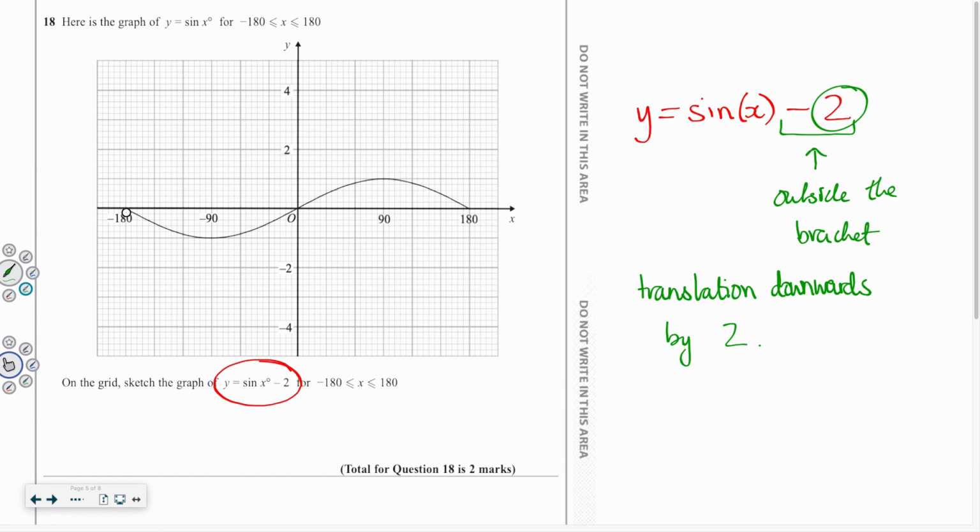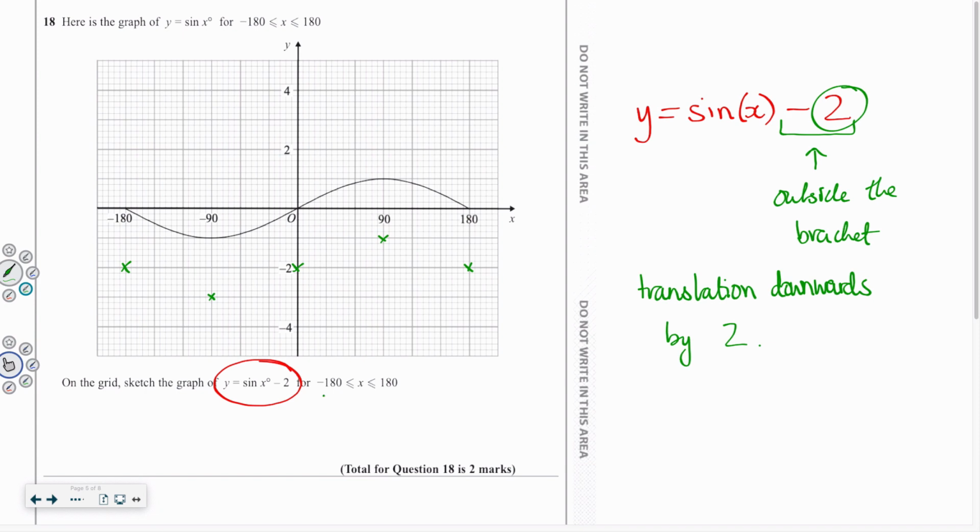Here we've got a y value of 0, so when we translate that down by 2, that's going to come 2 down. Here we've got a y value of negative 1, so that's going to become negative 3. Here we've got a y value of 0, so that's going to become minus 2. Here we've got a y value of 1, so that's going to become negative 1 when translated 2 down. And again here we've got 0, so that's going to become negative 2. And now what we want to do is join our points together.